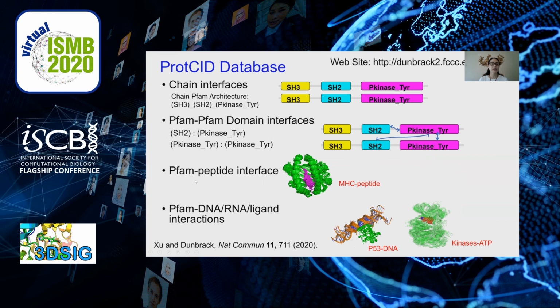The next one is about Pfam peptide interfaces. So this shows you the MHC peptide interfaces. The last one is about Pfam nucleic acid and ligand interactions. This is for p53 and DNA interfaces, and this is for interactions between kinases and ATP.